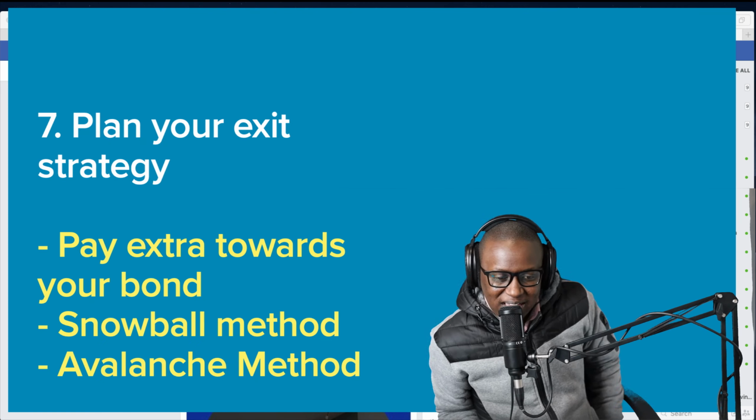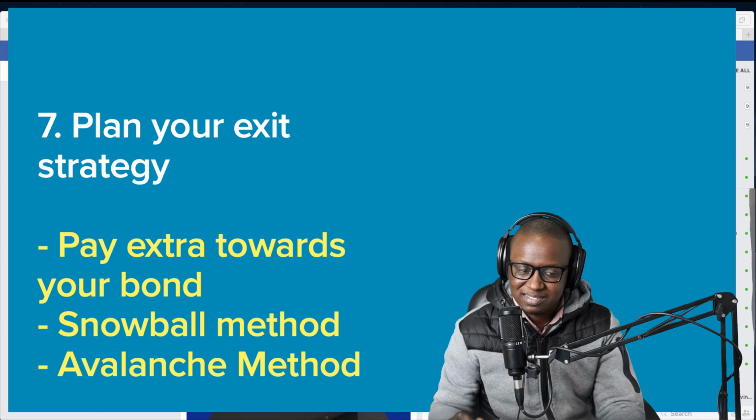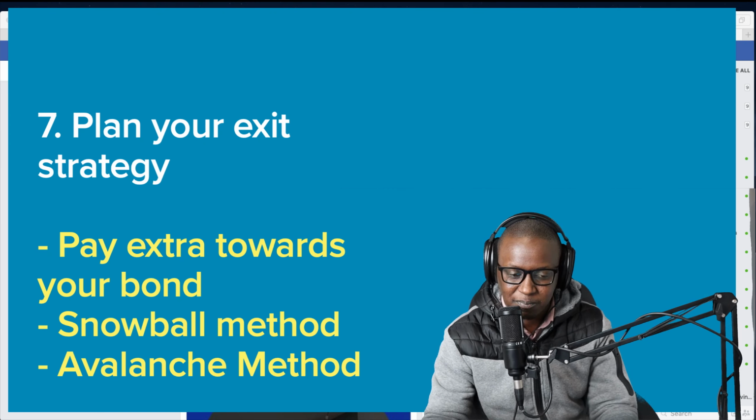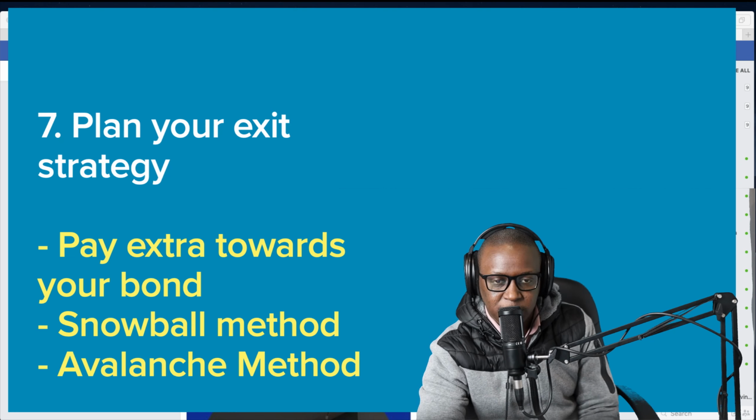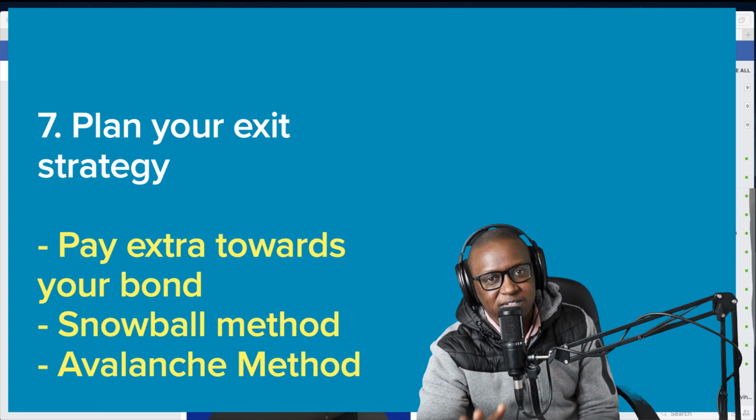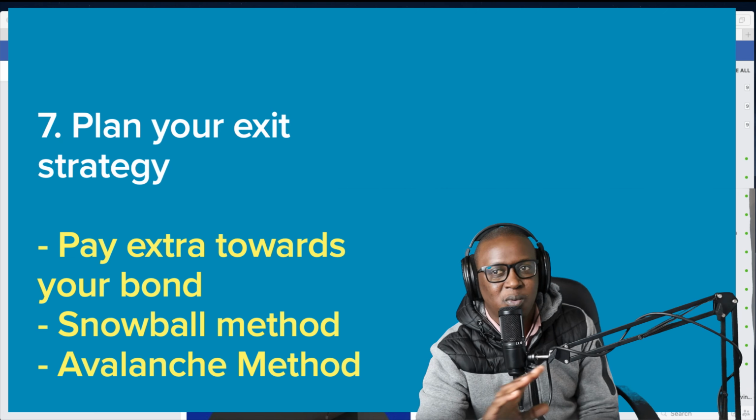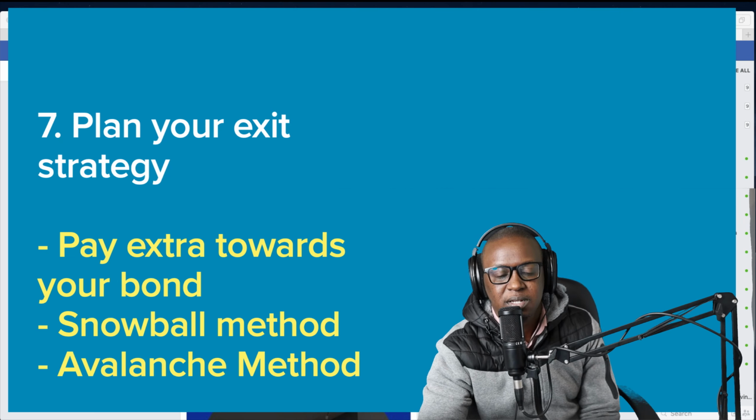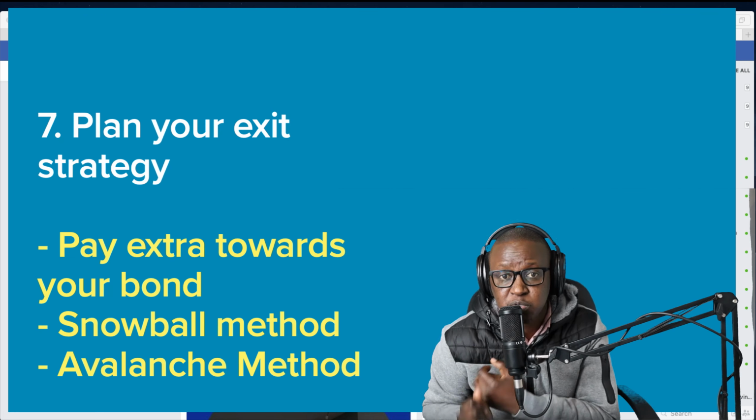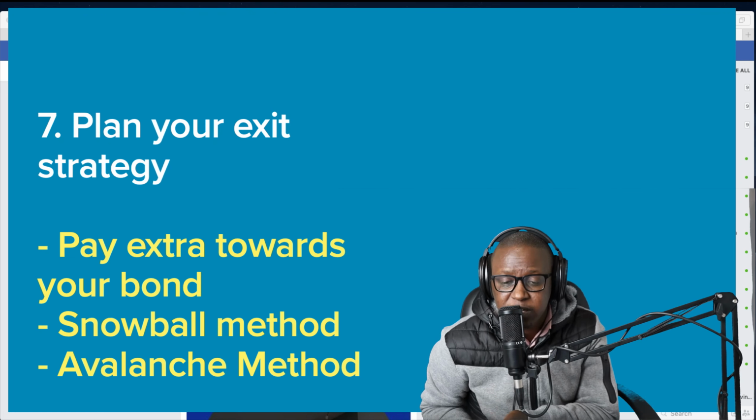And then plan your exit strategy. There are 3 ways that I'm going to show you on how to plan your exit strategy. Number 1 is to pay extra towards your bond. An extra 500 or an extra 300 or 1,000 towards your bond makes a huge difference. Number 1, it will reduce your term. Number 2, it will save you interest.